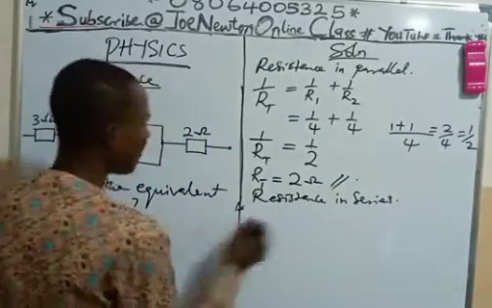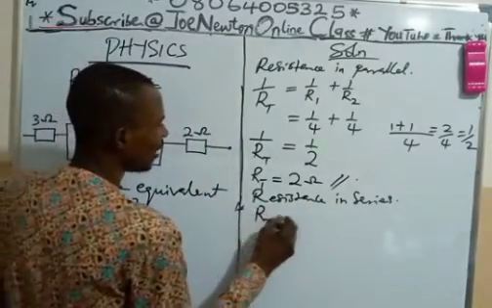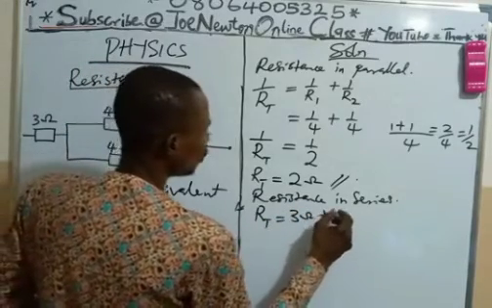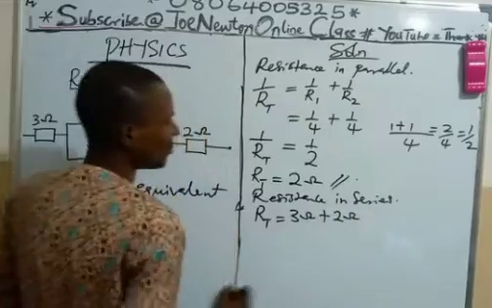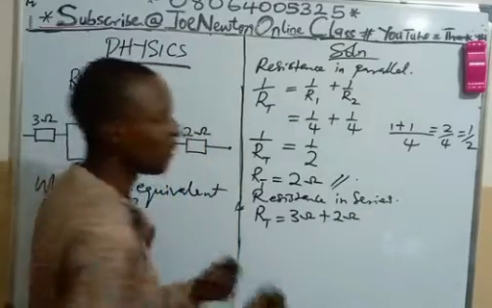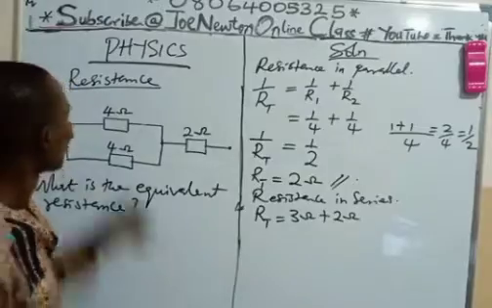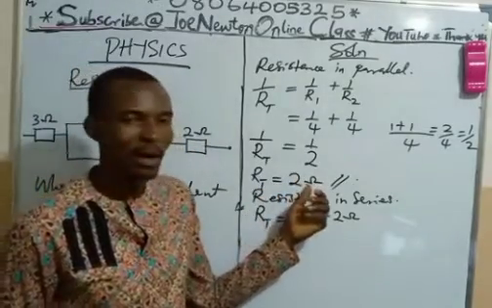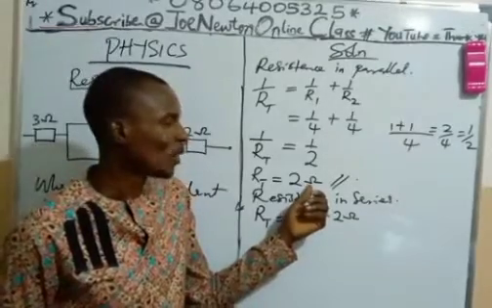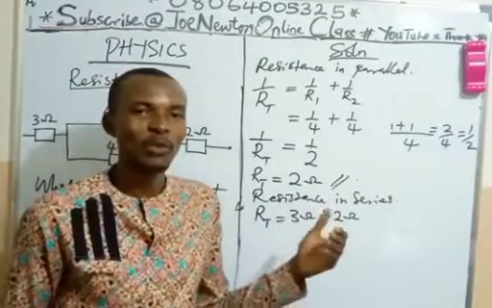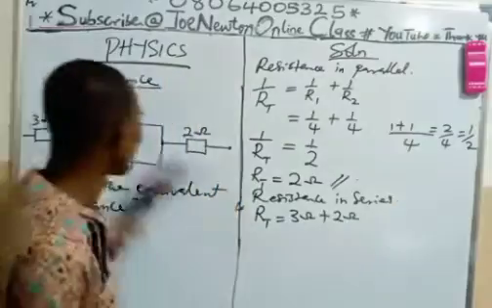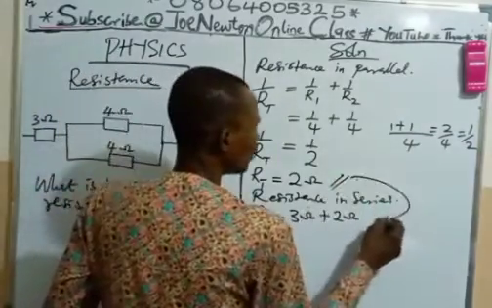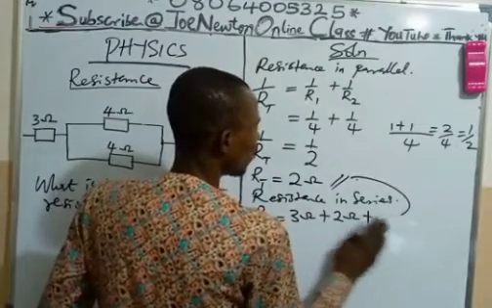Here in series, we have R total is equal to 3 ohm plus 2 ohm. That is R1 plus R2. Now look at this: 3 ohm plus 2 ohm. Then we have already obtained another 2 ohms here. And this one now has been unified to be in series connection with other ones. So we add it up too, plus this 2 ohm as well.